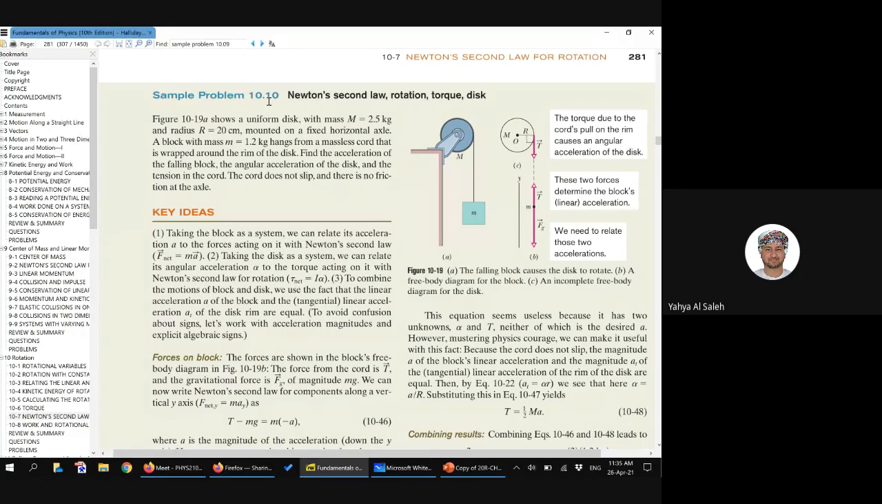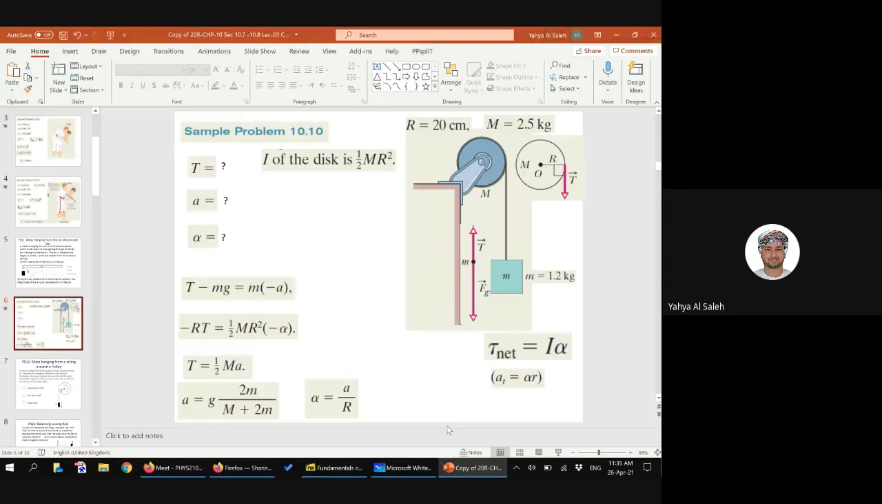Now, previously, we would simply say, okay, force down mg, force up tension, there's nothing holding it from the top, done. But now we actually have this mass on the axle, on the rotating thing. Things will be slightly more complicated.